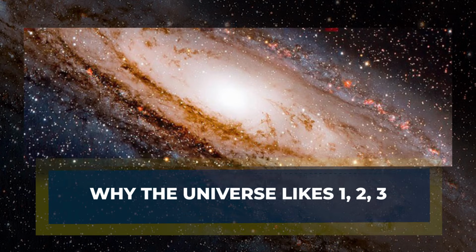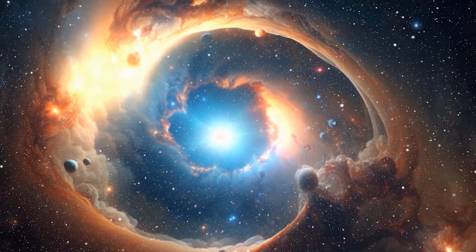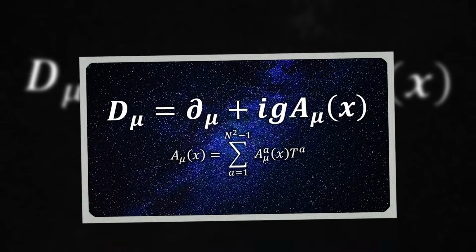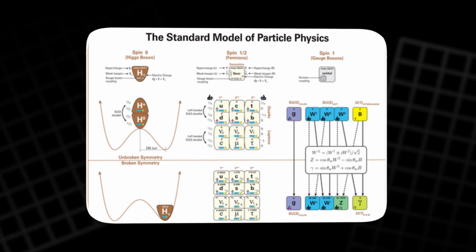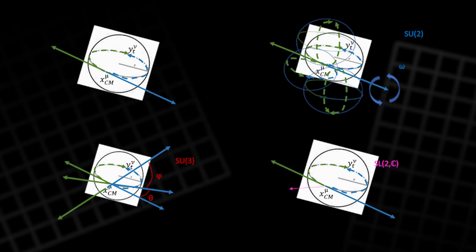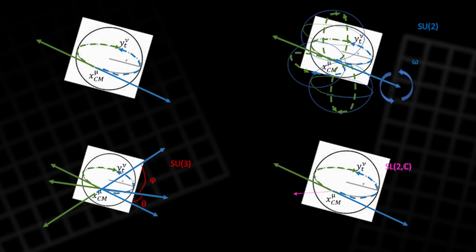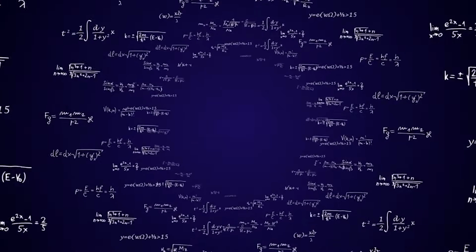Why the universe likes 1, 2, 3. Zoom out to the big mystery. The standard model symmetries are written as U(1), SU(2), and SU(3). You don't need the math to notice the pattern. 1, 2, 3. They are remarkably simple.